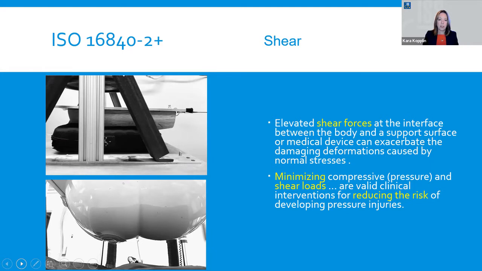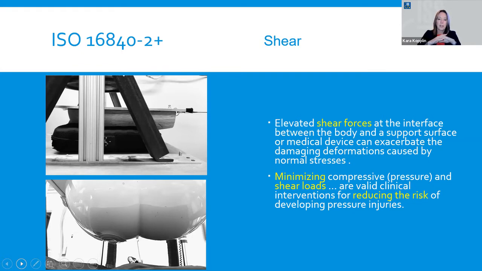There is a measure within ISO 16840-2 in the annex that describes the shear forces that are involved, called horizontal forces, that can assess how hard it is to drag this same seated indenture, which represents the thighs and buttocks, across a cushion. So that gives you an idea of the forces that are holding the body in place.